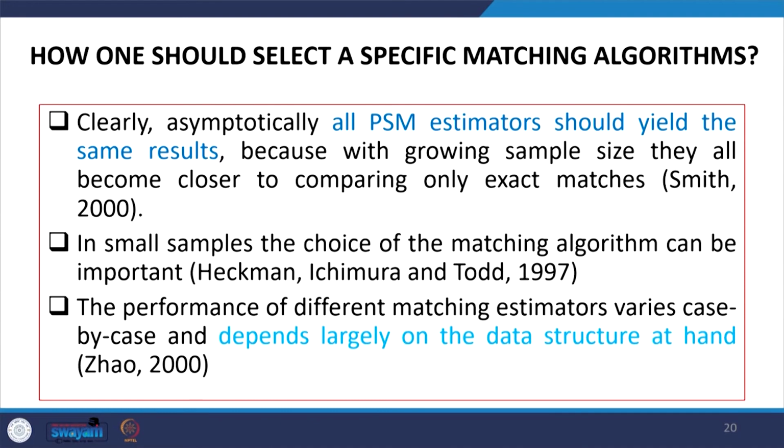How one should select a specific matching algorithm is also important. Clearly, asymptotically all PSM estimators should yield the same results, because with growing sample size they all become closer to comparing only exact matches, as suggested by the Smith 2000 paper. In small samples, the choice of the matching algorithm can be important. The choice of matching algorithm is more important in small samples, whereas in case of large samples it is not so important.